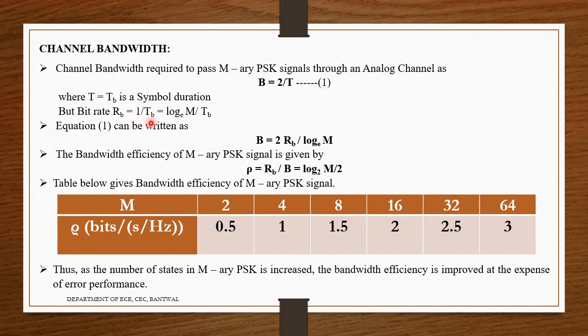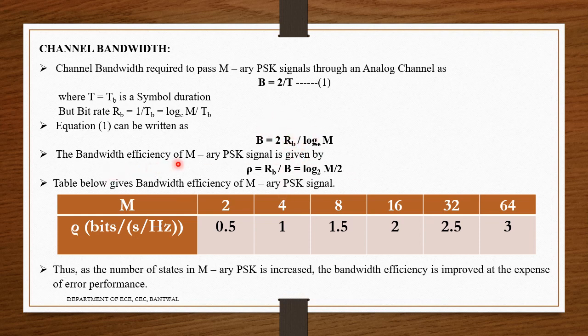But bit rate RB is equal to 1 by TB, and that is also equal to log to the base 2 of M divided by TB. Okay, what is this M? The M is what we are using in the M-ary PSK, that M value we have to substitute here. So now equation 1 can be simplified as B is equal to 2 into RB divided by log to the base 2 of M. So this is what I am representing here. T is equal to log to the base 2 of M divided by TB, where RB is equal to 1 by TB.